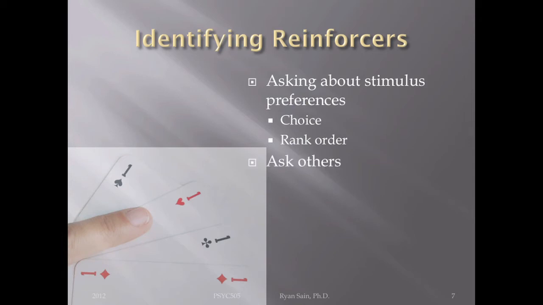Ask others. What seems to be reinforcing? What does this person seem to like to do? What do they like to get? What's their favorite toy? Do they like to manipulate something? Do they like to play with Legos? Do they like to use clay? That type of stuff. So ask others. Pre-task choice.